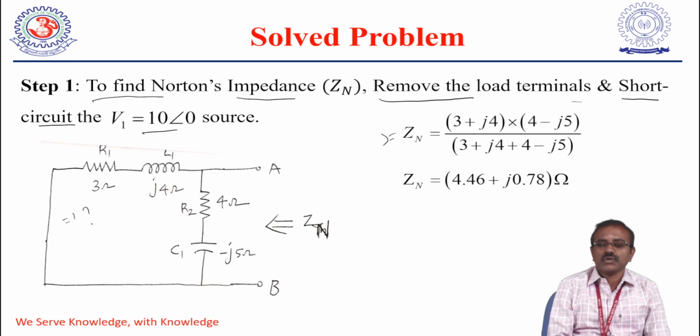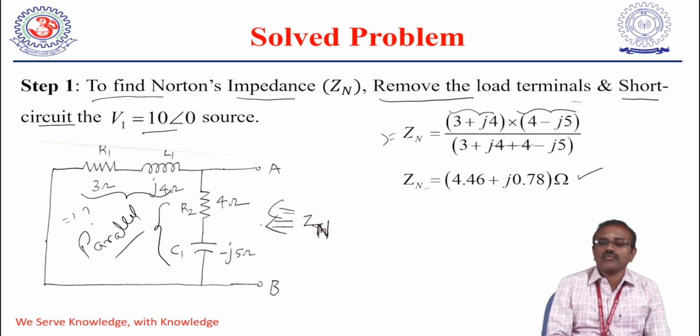So Zn is equal to, you know that this 3 plus j4 and this 4 minus j5 are in parallel combination. We need to find the Norton's impedance from the load point of view. So this will be a parallel combination: one value times another value divided by the sum of these values. So we are getting the answer Zn is equal to 4.46 plus j0.78 ohms.